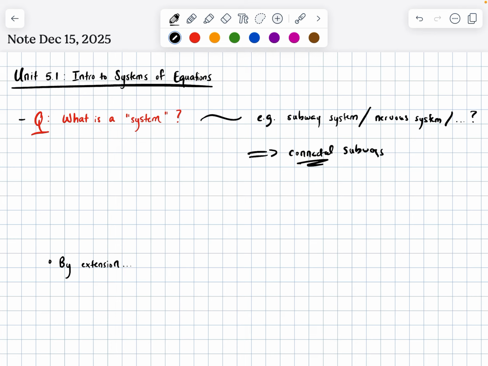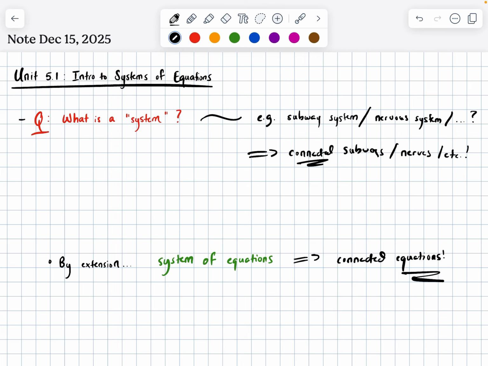Same thing if I'm dealing with a nervous system, right? It's a bunch of connected nerves, and so on and so forth, for any of the examples that you might have come up with. So by extension of that logic, what that means for us is if I'm dealing with a system of equations, right? A system of subways is a bunch of connected subways. A system of nerves is a bunch of connected nerves. So a system of equations, logically, should be a set of connected equations. Our goal for today is to figure out, well, how are they connected to each other?